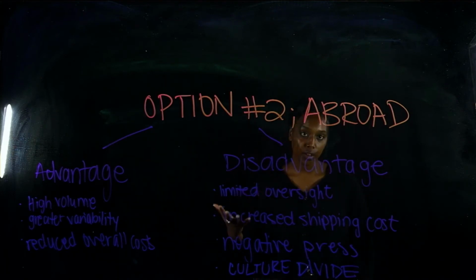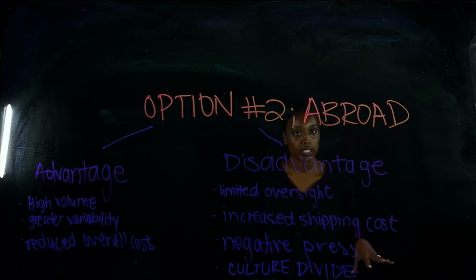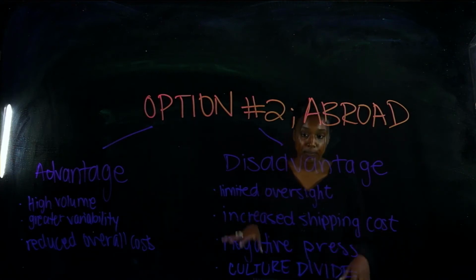Another disadvantage is increased shipping costs. Now, despite the overall costs being cheaper, it is more expensive to ship with the option number 2 route, being that you now have to pay overseas shipping for it to come back to you, or even just to distribute it from the manufacturing site to the different retail locations.